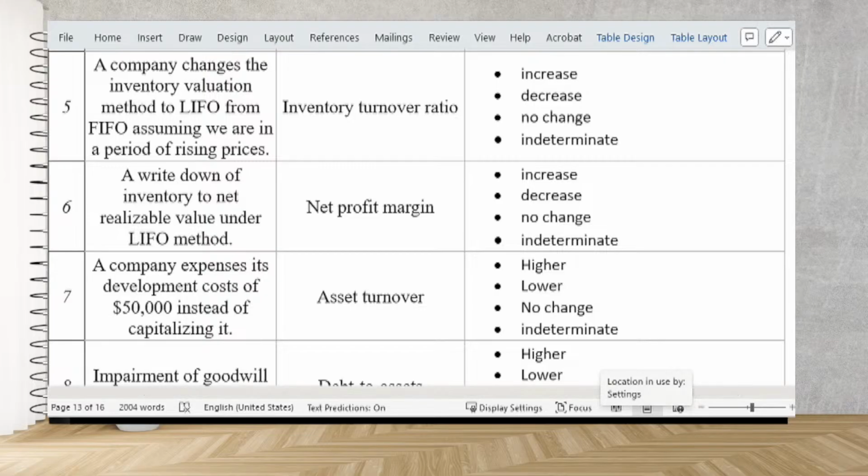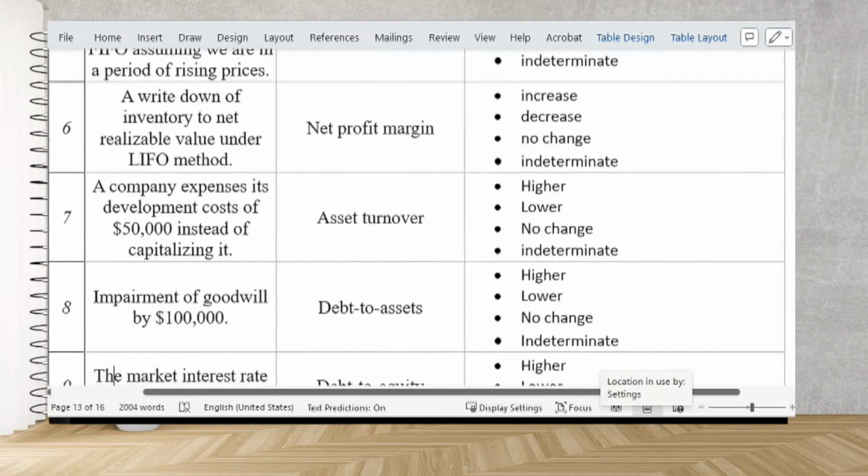Net profit margin is decreased. Yeah, because of the write down of inventory. So it will affect the net profit margin. Correct. Then next.